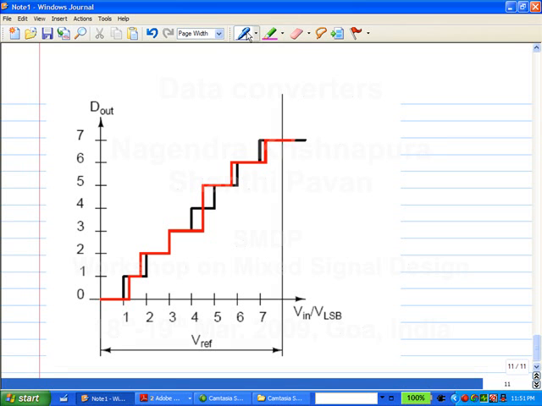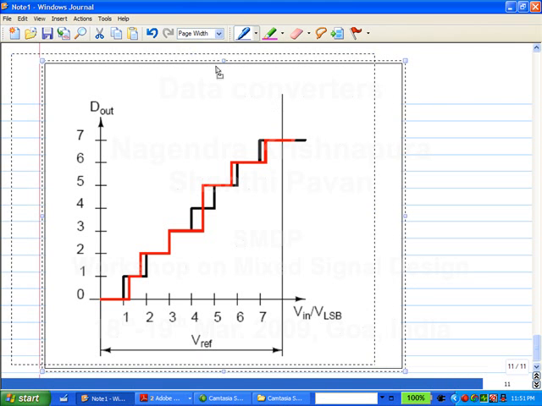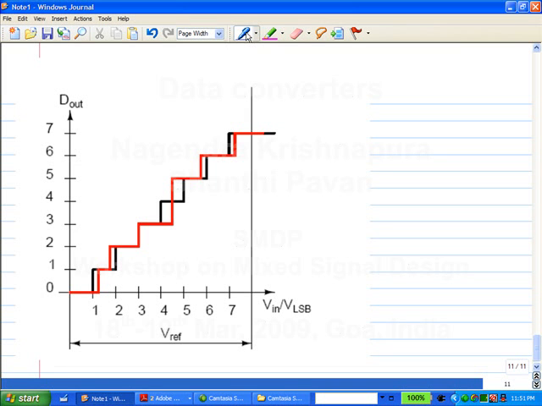Now, there are different errors that can be defined here. I mean, the error can be described in different ways. One is, so we know that the ideal transition points must be here, here and so on. I mean, at 1, 2, 3, 4 VLSB. The actual ones have shifted around. So, one way of determining the error is to see simply the difference between the transition levels. Okay. So I will plot that above this. Okay.